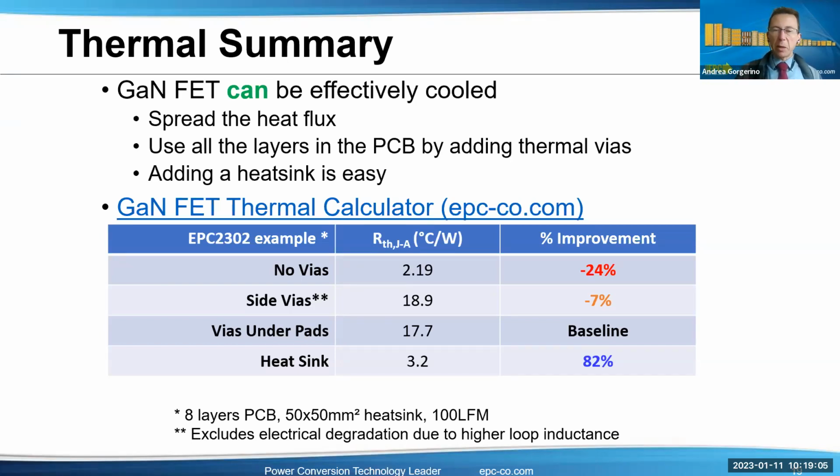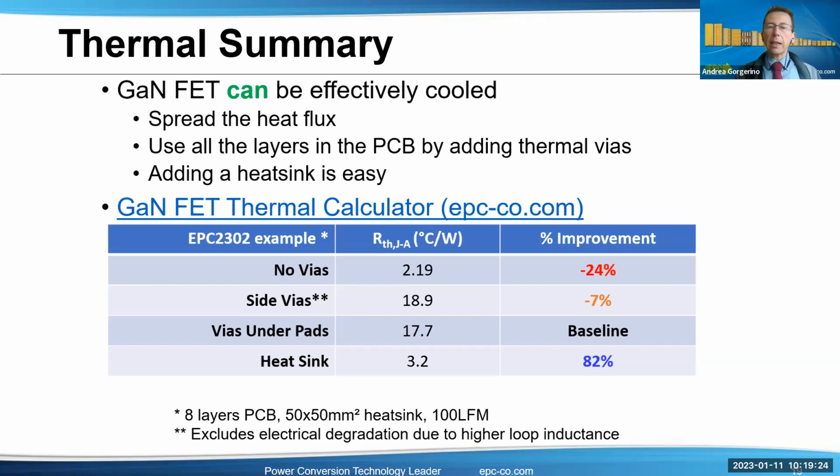You can change the PCB layers, the amount of copper, the number of vias. You can put a heat sink, the airflow. There's actually a heat sink calculator in there also. So a lot of options. I just took a couple of examples here, put a few numbers to give you a feeling of the impact of the various things I just discussed.